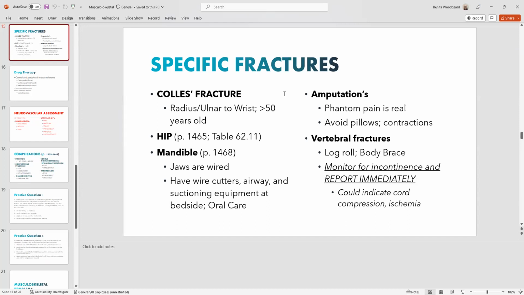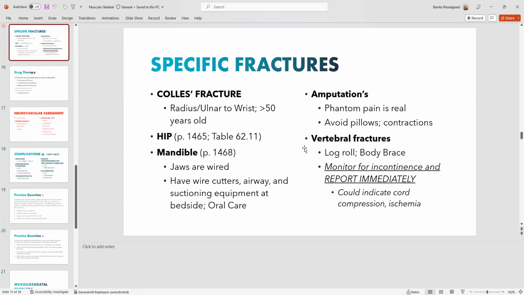Amputations, phantom pain. They still have pain like their leg is there. That is a very real phenomenon. We do medicate for it. We also do things called mirror therapy, where we let the patient look at the fact that the leg is not there. There's a connection that has to be made in the brain to realize that the leg is no longer there. You do elevate amputations the first 24 hours. After that, you want to avoid pillows and keep it straight to avoid contractures.